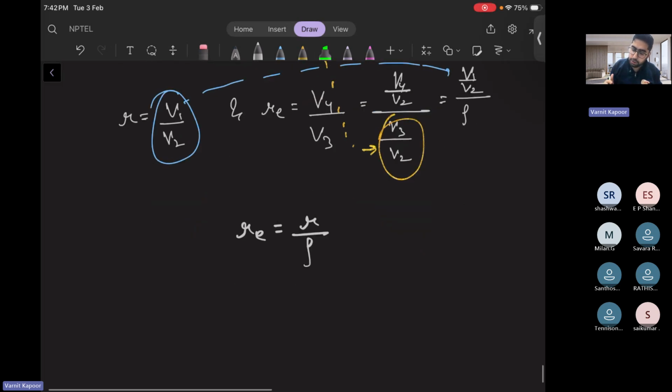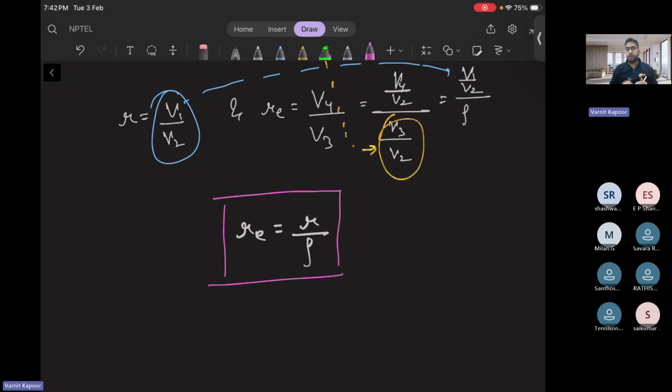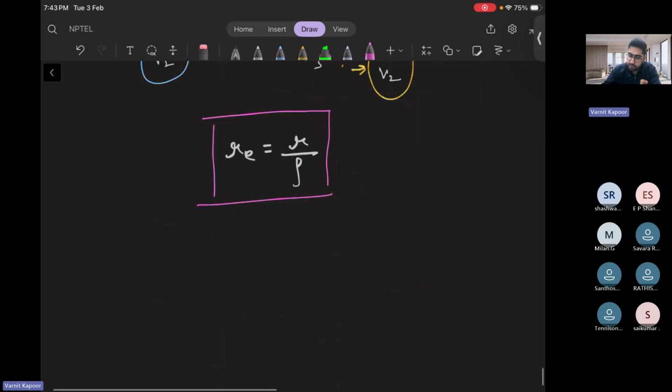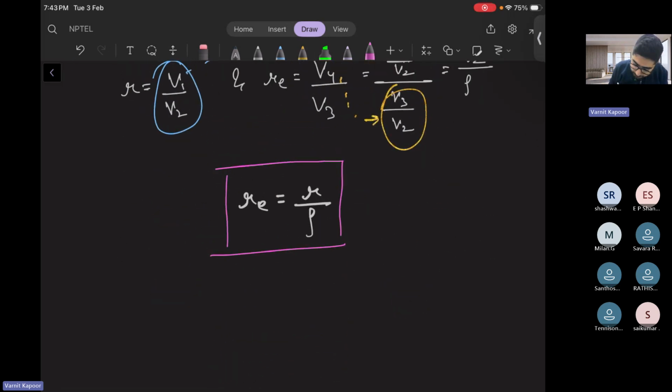So that is where two new terminologies are included, expansion ratio and cutoff ratio. Whereas we saw that in our Otto cycle, the expansion ratio and compression ratio were the same. There was no cutoff ratio defined, because the fuel was already supplied during the suction stroke. But here you are providing fuel for a certain amount of time. So that is why the expansion ratio is r by rho. This is your expansion ratio.